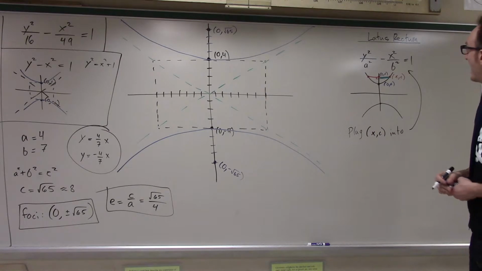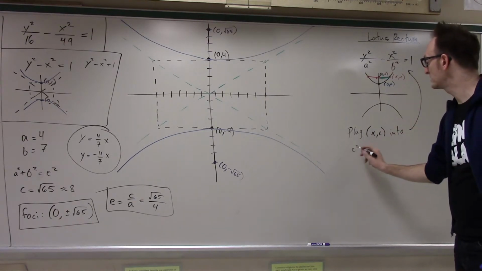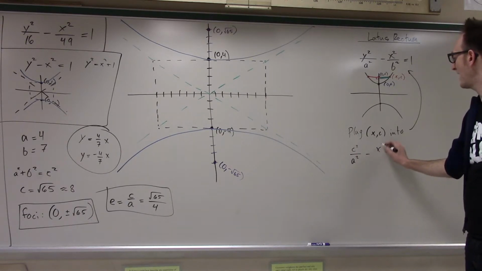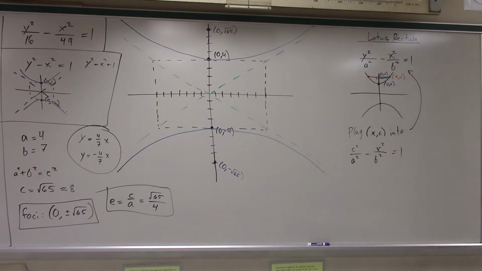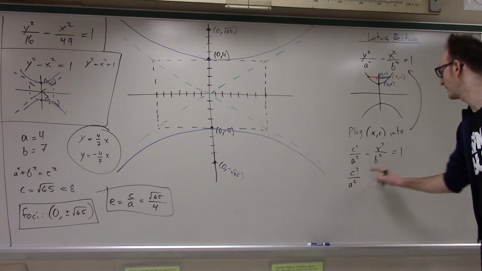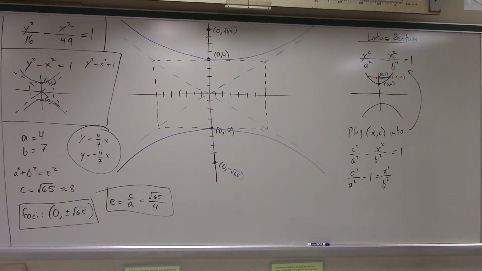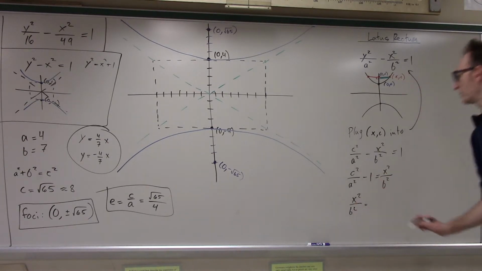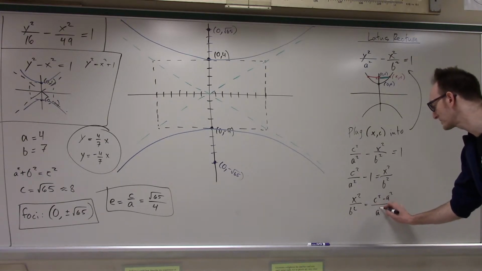So okay, if you do that, then you're plugging in c for y squared, so you get c squared over a squared minus x squared over b squared equals 1, and now I have an equation which I just need to solve for x. So I get c squared over a squared minus 1 equals x squared over b squared. And really this is just x squared over b squared equals c squared minus a squared over a squared.